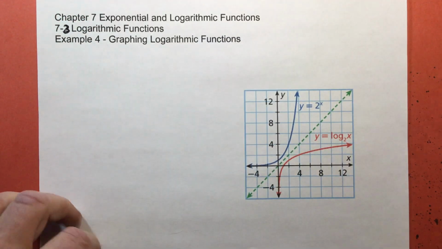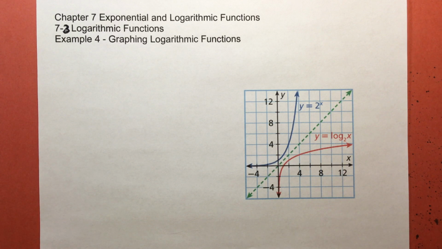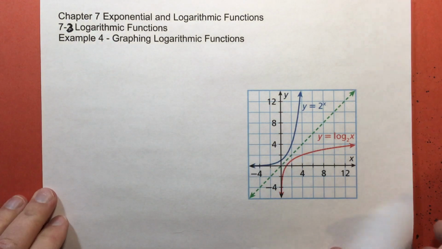Okay, hello, we're in 7-3 logarithmic functions. In this case, we're going to be looking at example 4, where we're going to start graphing logarithmic functions. And we're going to do this by remembering that these are inverses of the exponential function. So let's talk about this first example here.